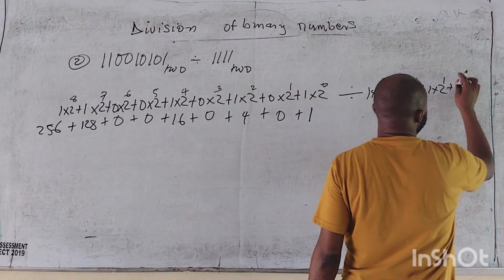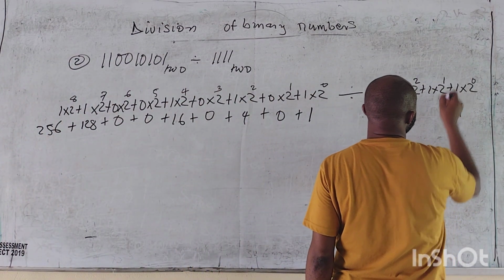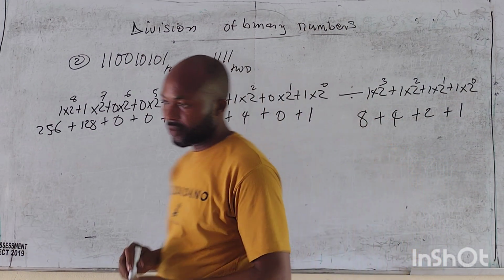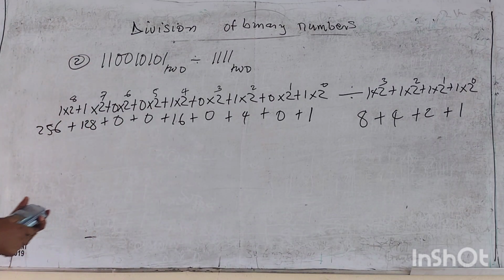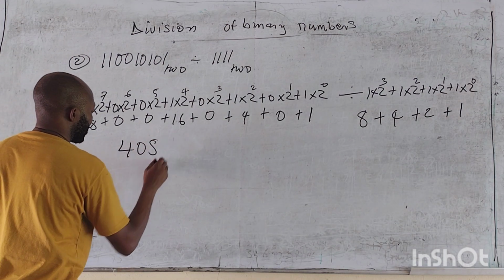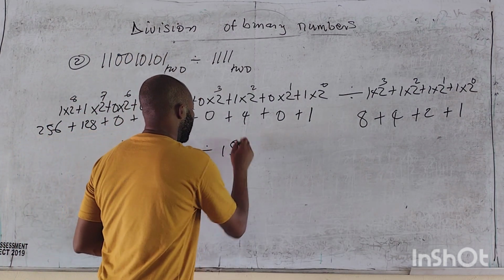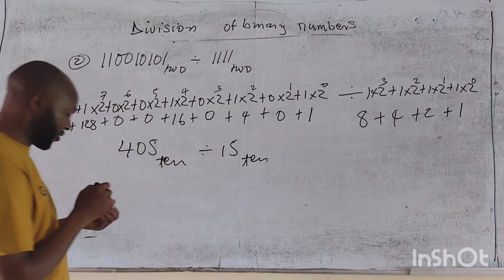We come back here. 2 raised to the power 0 is 1, times 1 is 1, plus 2 plus 4 plus 8, which is 15. Now let us add 256 plus 128 plus 21. We have 405 in base 10 here, divided by 15 in base 10. 405 divided by 15.